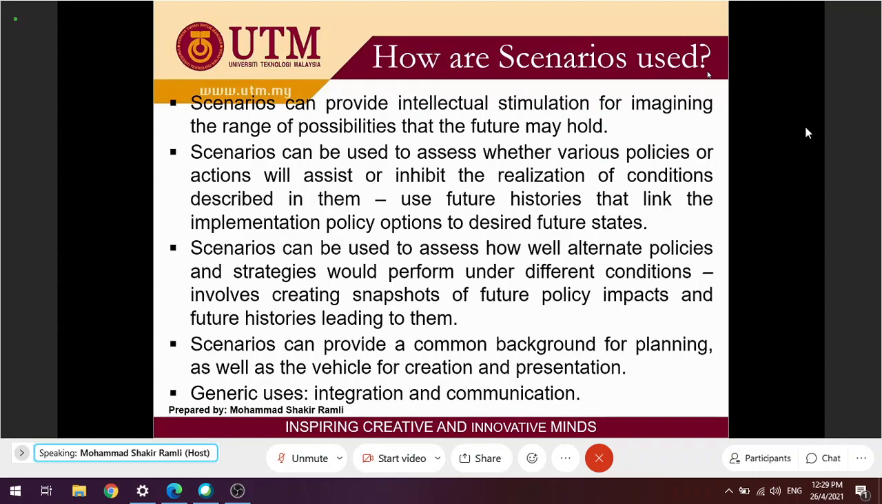I did mention in the previous transparency slide about uses of the scenario, and this also relates to that. Scenarios can provide intellectual simulation for imaginative possibilities that the future may hold. Having a future scenario can motivate, or it can be the driver of intellectual stimulation for future thinking.